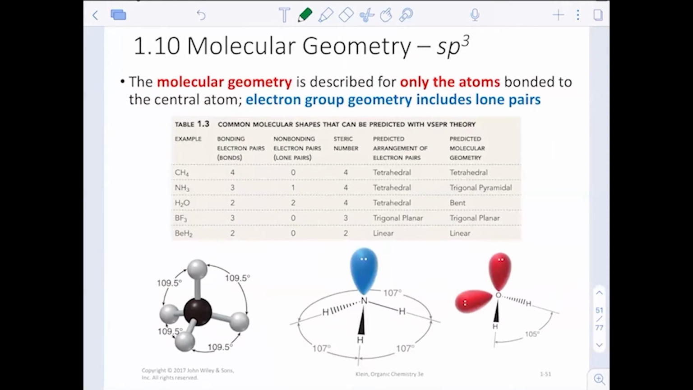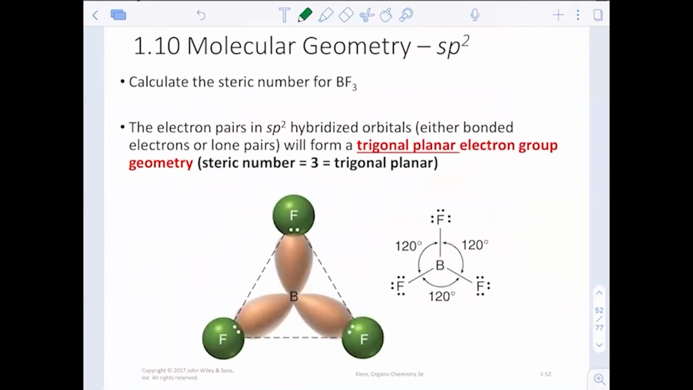The other ones that we want to remember, BH3 or BF3, when we had 3 bonding pairs, that was the trigonal planar. And if we have 2 electron groups, such as CO2, or this example from your table 1.3, BeH2, linear, right? Trigonal planar has a 120-degree bond angle. Linear has a 180-degree bond angle. We'll get to those right now. Steric number of 3, trigonal planar, sp2 hybridized. All of these go together.